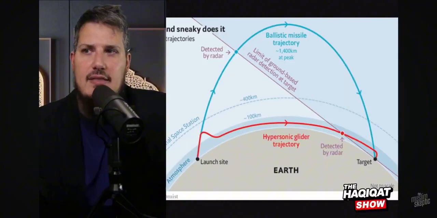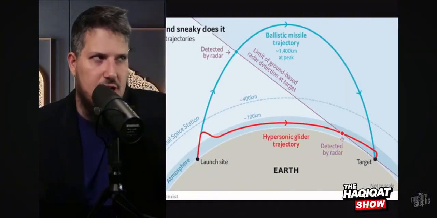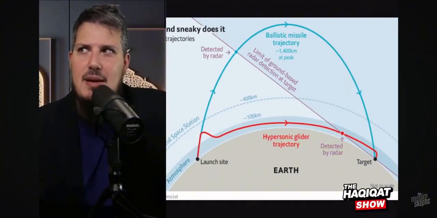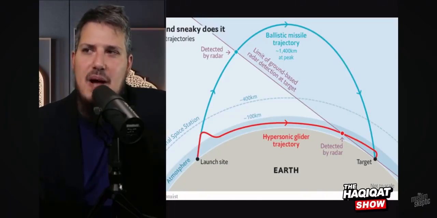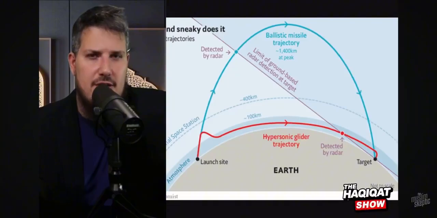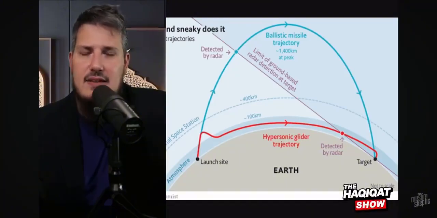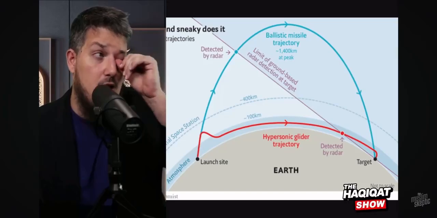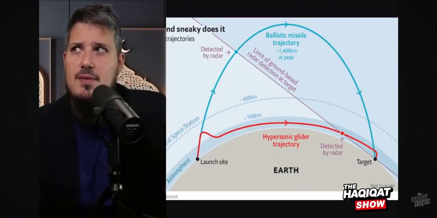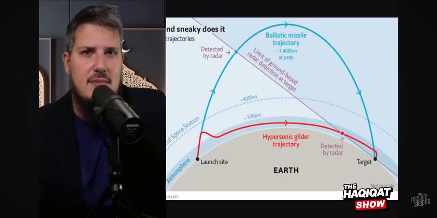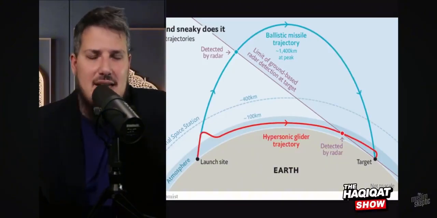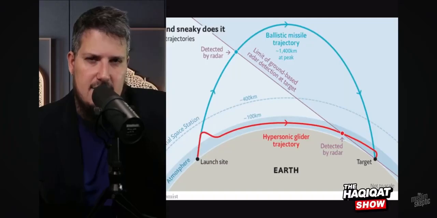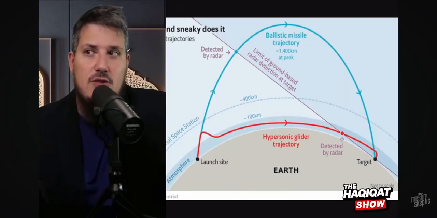But look at this image here, the ballistic missile, because it has to take a parabolic trajectory, it gets detected by radar much earlier. Look at this in the top left where it says detected by radar, in the top left of this chart, because that's the radar system. It can detect it much earlier. When these hypersonic missiles travel, they're closer to the ground, they get detected much later.